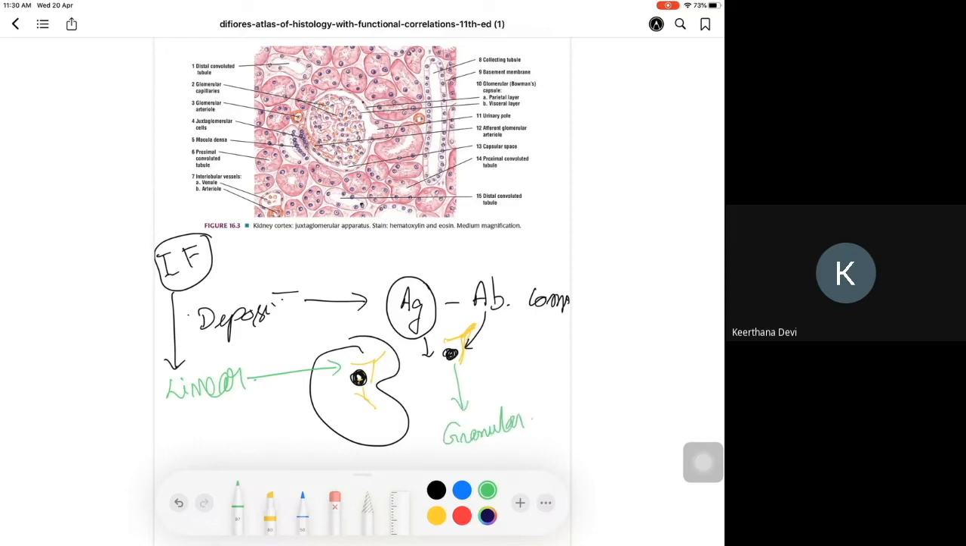What happens in the immunofluorescent microscope? The background will be very dark, deposits by green color, and these deposits can be linear. Linear means it's like a membrane, or it can be granular, like dots. This is linear. Granular means it will be like this. So this tells you what is the pathogenesis. The linear pattern is Goodpasture syndrome, and the granular pattern is acute infectious glomerulonephritis.